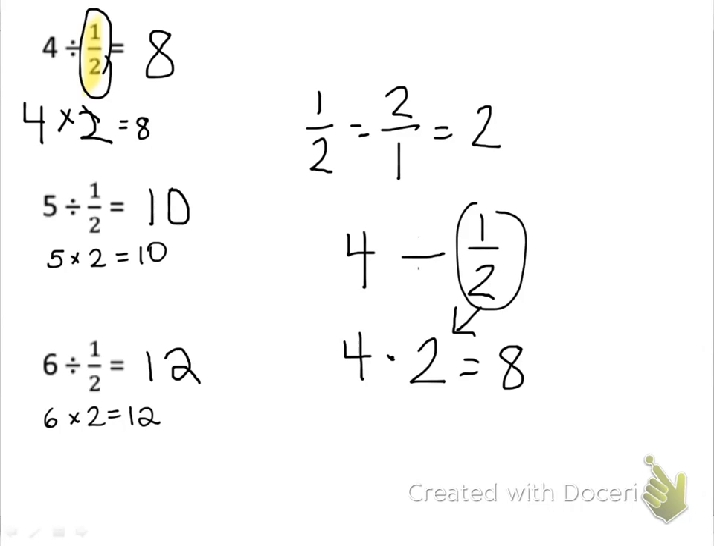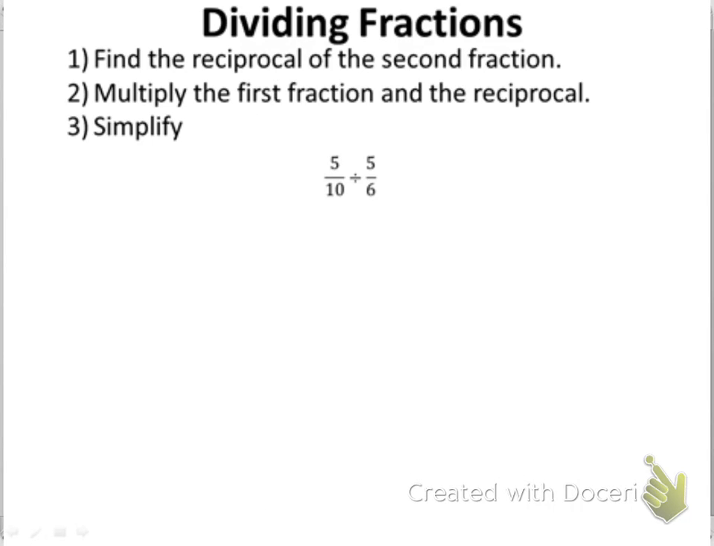So here's the trick for dividing fractions. For dividing fractions, you find the reciprocal of the second fraction. Then you multiply the first fraction and the reciprocal and simplify.